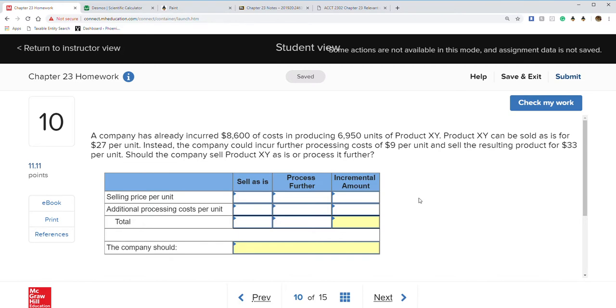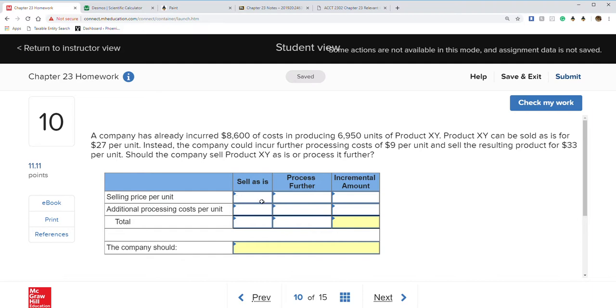All right, so a company has already incurred 8,600. Again, we don't care what they've already incurred on cost. That is a sunk cost. That's already happened. So no matter what, it is what it is. Product X and Y can be sold as is for $27 per unit. Now they didn't give us the complete amount, they just gave us per unit. Instead, the company could incur further processing costs of $9 per unit and sell the resultant products for $33 per unit. Should the company again process further or not?